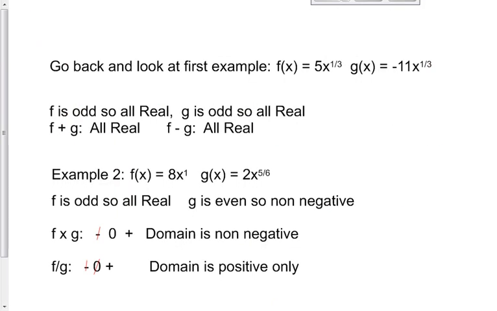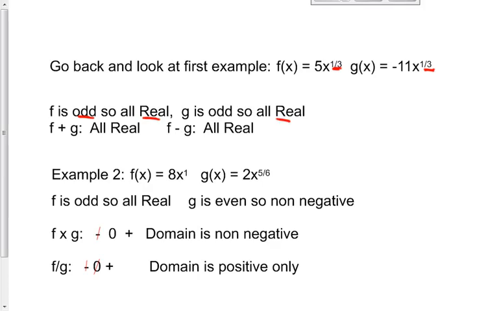So let's go back and look at the first example that we did. We had f of x equals 5x to the 1/3, g of x is negative 11x to the 1/3. The f function is odd. That's this power right here, 1/3 power. That means my domain is anything. I could put in a negative value for x, I could put in a positive value, I can put in 0, and it's all doable. So the f function has a domain of all real numbers. My g function is also an odd power, which means it is also all real numbers.